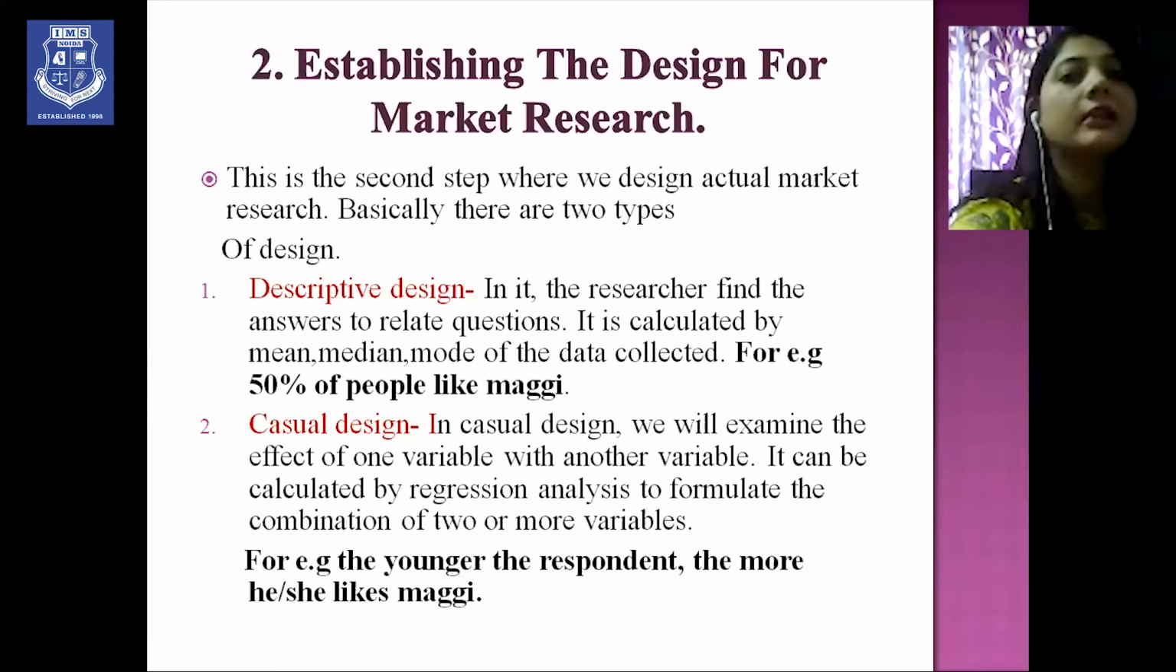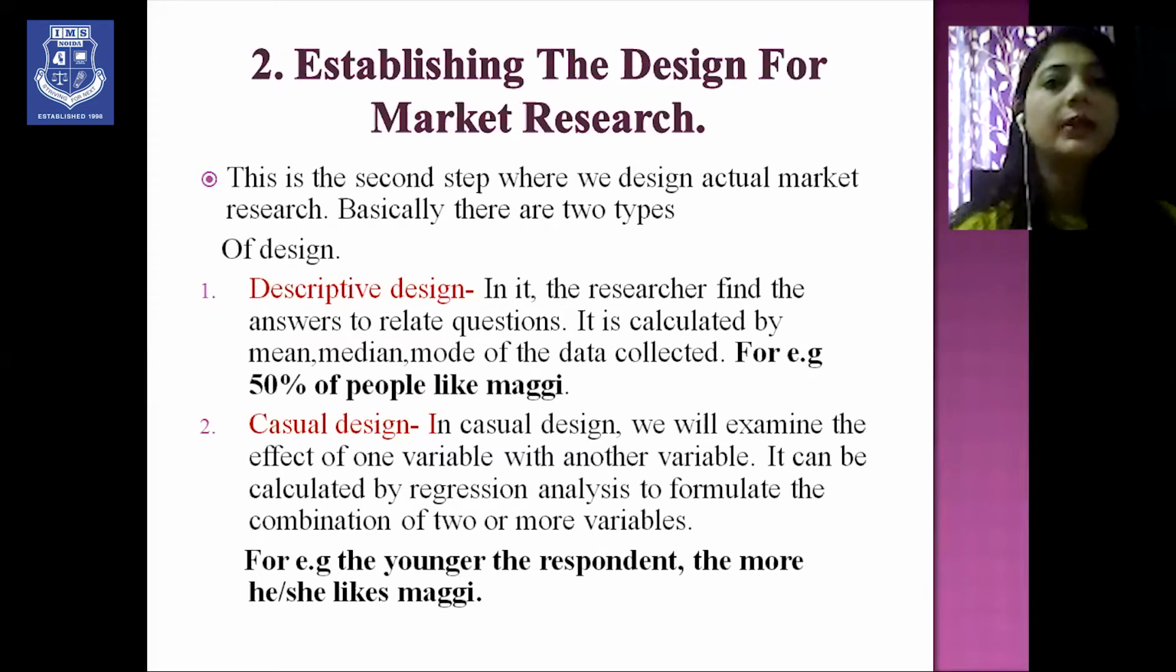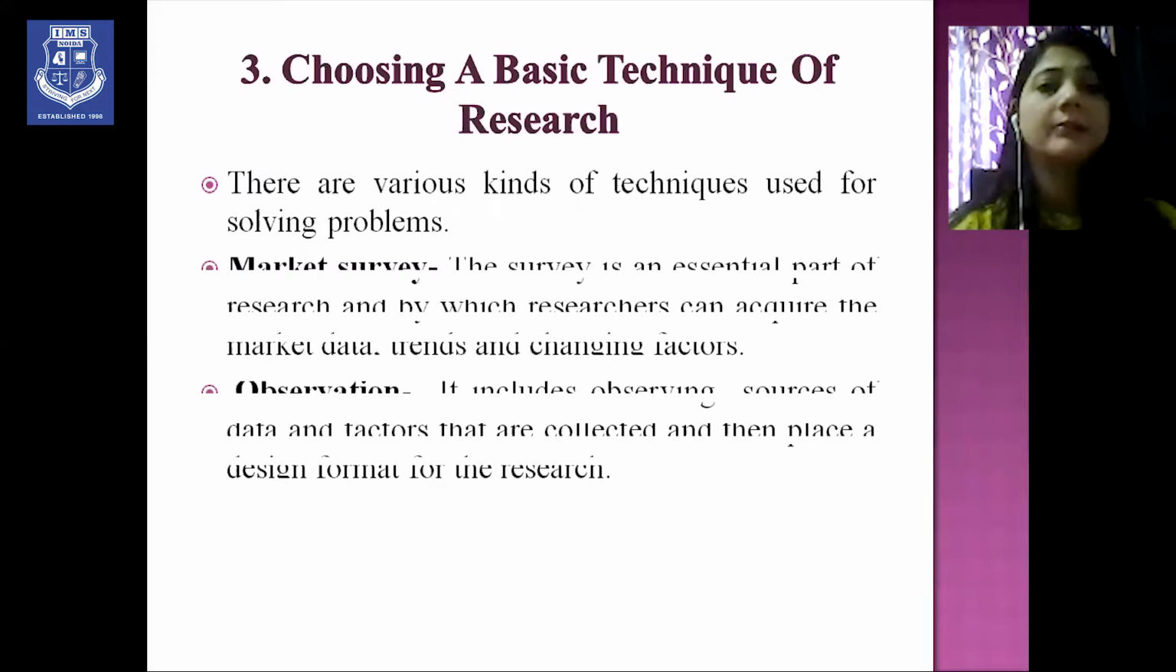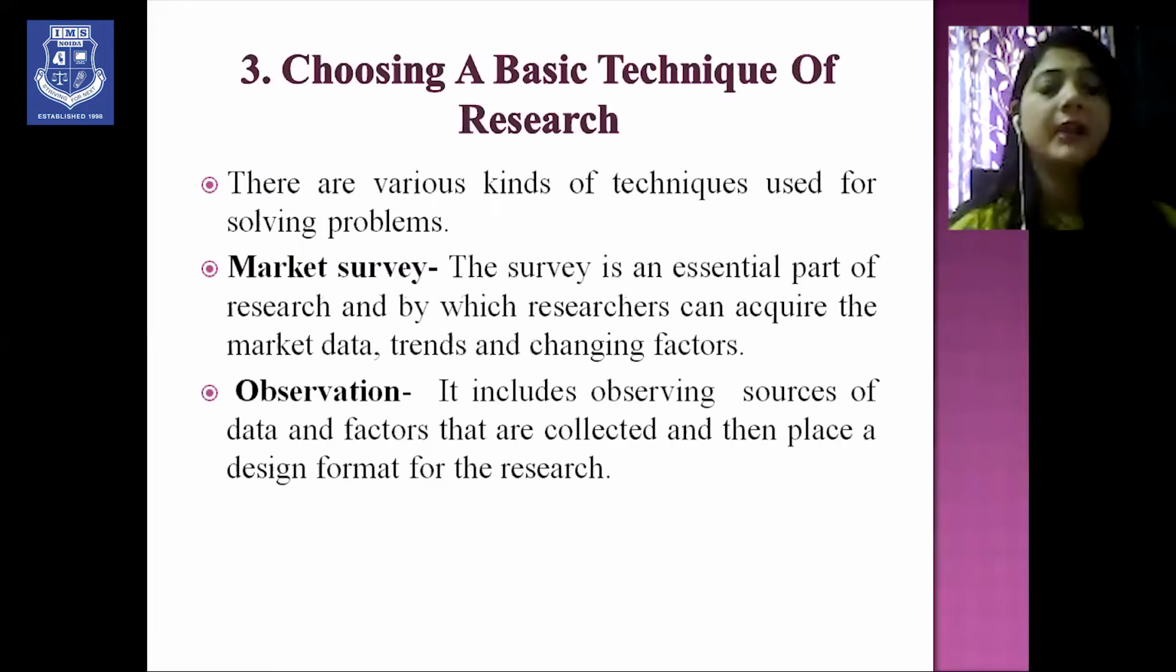then only we can decide what type of research design should be there. Second, once we know what the problem or the objective is, now it comes to designing a research. Basically, a design is a blueprint of the entire study. It can be divided into descriptive design and causal. In descriptive design, we can apply mean, median, mode to the data collected. Examples are 50% of the people like Maggie, 30% of the people dislike XYZ movie. Causal design, as the name itself suggests, is one in which we identify the cause and effect relationship between one variable and the other variable. And it can be calculated by regression analysis.